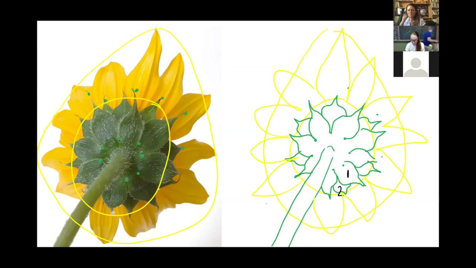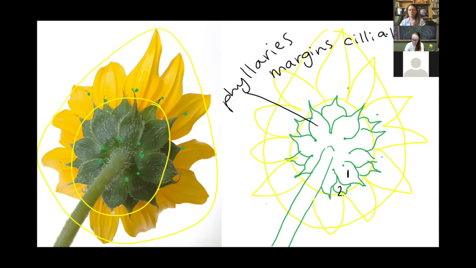So we'll label things now. You have your phyllaries. And they're also hairy, and the margins are hairy, and that is often referred to as ciliate, margins ciliate. As well, you can use terms like abaxial and adaxial. You mostly see the abaxial surface. You'd have to peel back to look at the adaxial surface.